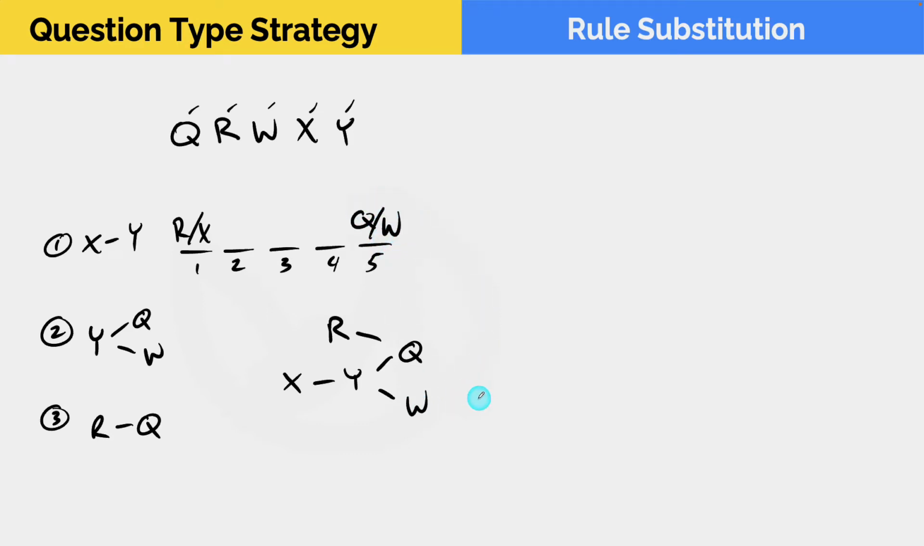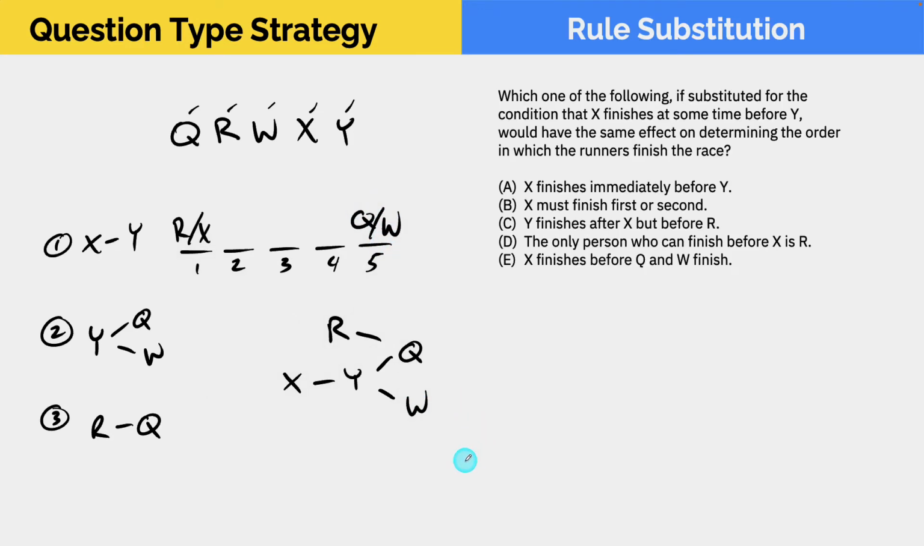So now we're presented with a rule substitution question. Feel free to pause and try this on your own first. This question is asking us to find a substitute for the first rule, the condition that X finishes before Y. Which answer will do the exact same thing in this game? Now, as you get more experience, sometimes you can have a pretty good prediction about how the LSAT might phrase a rule substitute, but in many cases you're not going to be able to, and there's really no problem in that. The question doesn't have to be any more difficult.